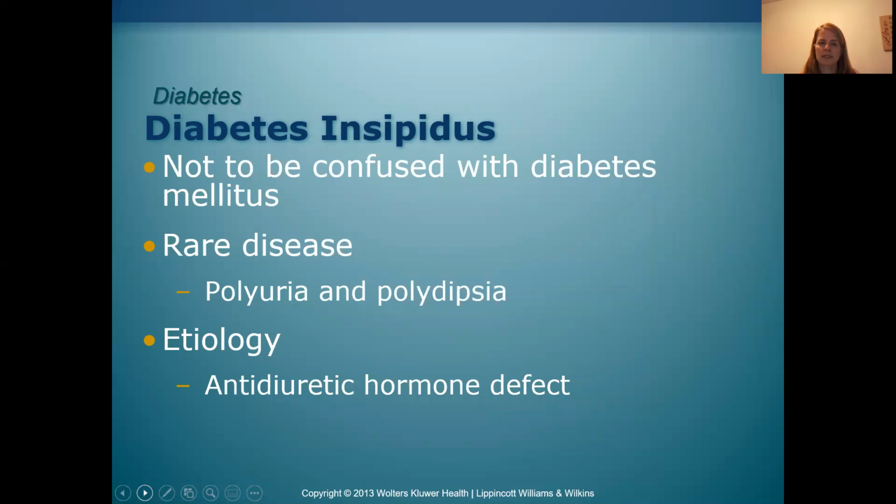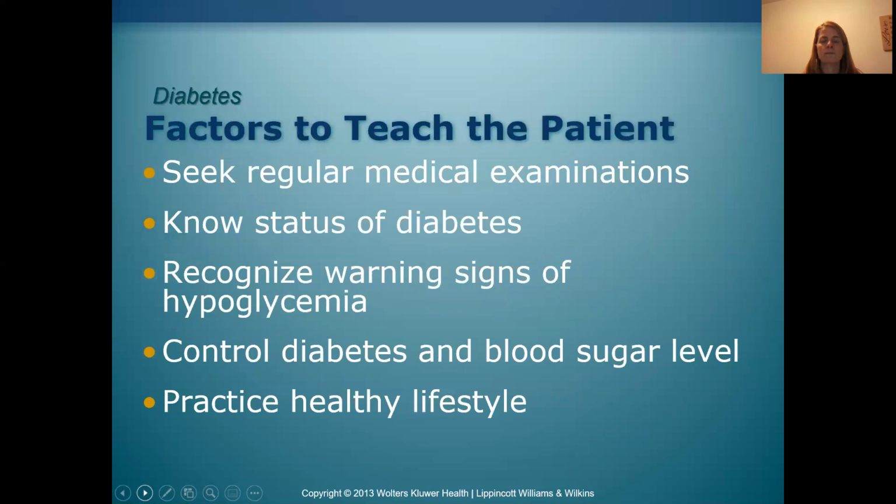Diabetes insipidus, that is not to be confused with any type of our type 1 or type 2 diabetes mellitus. It's a rare disease and its cause is an antidiuretic hormone defect. They're going to have increased urine and increased thirst, but that is not related to the diabetes mellitus.